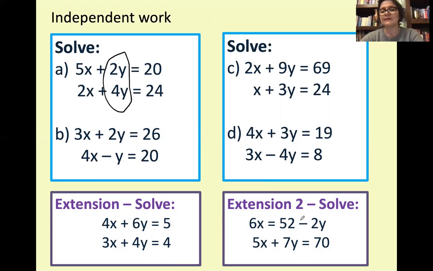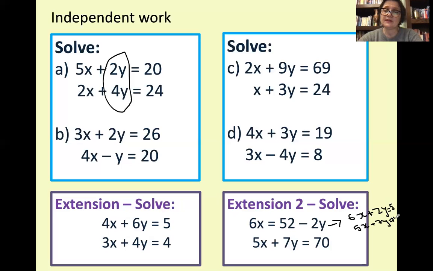Now here, can you see this one looks a bit different? So what you need to do, you have to rearrange. You have to put them into a form x plus y equals something. So the first equation becomes like that. So we have 6x plus 2y, so if you rearrange, plus 2y equals 52. And the second one, 5x plus 7y. Can you see 5x plus 7y equals 70?